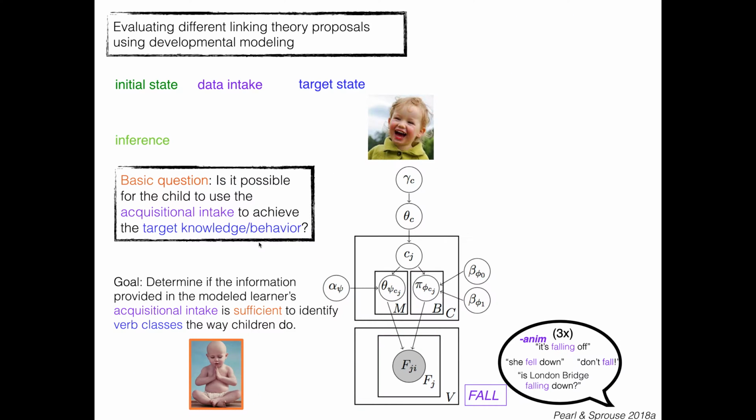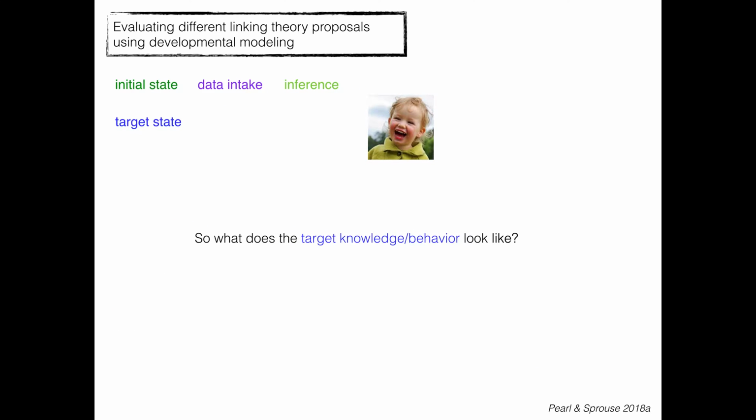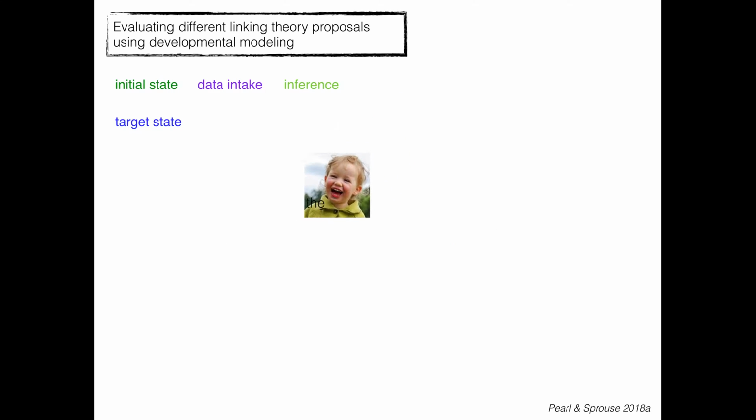So the basic question then, is it possible for the child to use that acquisitional intake to achieve the target knowledge and behavior? So our goal really is to determine if the information provided in the modeled learner's acquisitional intake, that thematic linking information, the conceptual information of animacy, the syntactic frame information, is that sufficient to identify verb classes the way children do, right? That is our question. So, okay. What does that look like? How do children do that? What does the target knowledge or behavior look like for verb classes?